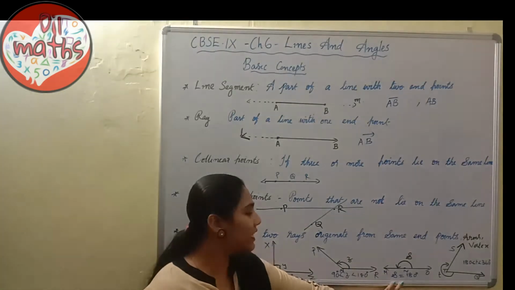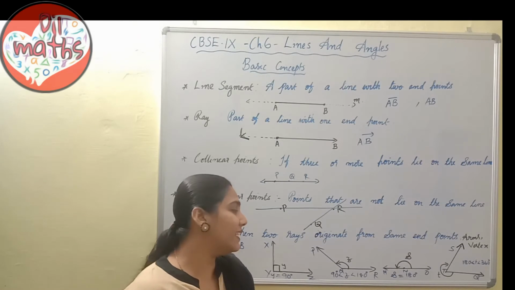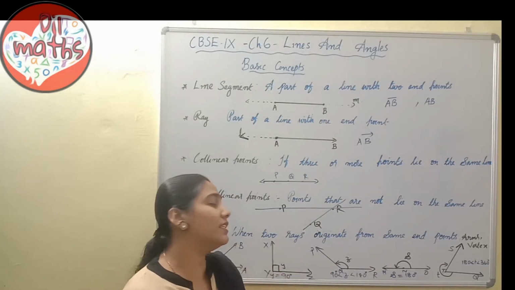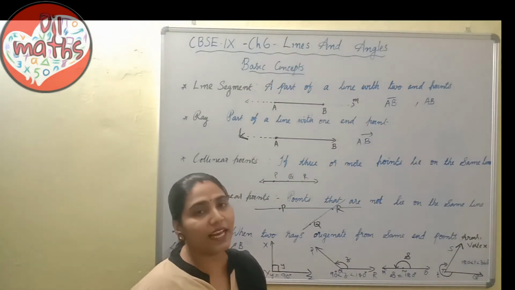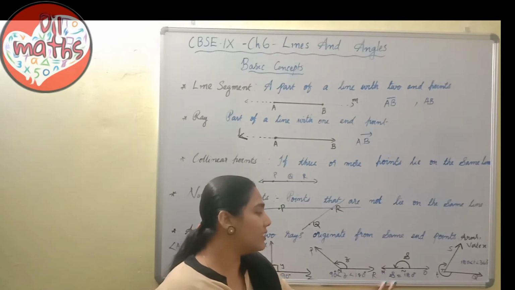Next one is angle MNO, and that angle MNO is equal to 180 degrees. That means if an angle's measurement is equal to 180 degrees, then that angle we can call a straight angle. So here MNO is a straight angle.